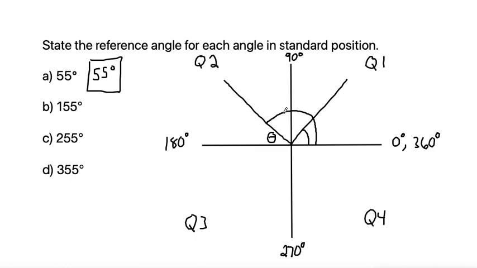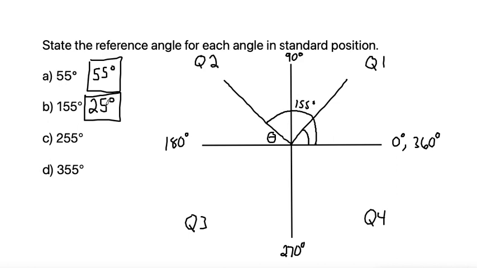So if from the positive x-axis to the terminal arm that's 155 degrees, we need to figure out how much further we need to go to get from 155 degrees to a full straight line, which is 180 degrees. So how much further do we need to go to get from 155 to 180? We can do 180 and subtract out the 155, and that gives us this angle right here is a 25-degree angle. So that would be for our part B. This piece right here would be 25 degrees.